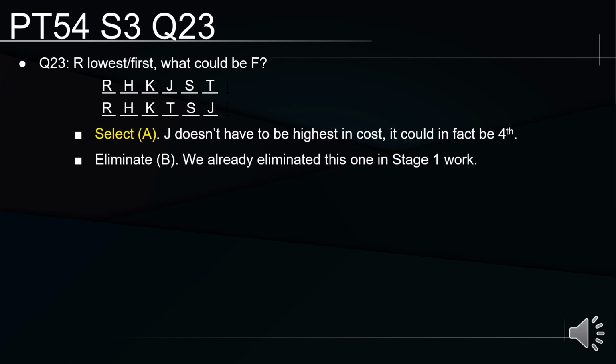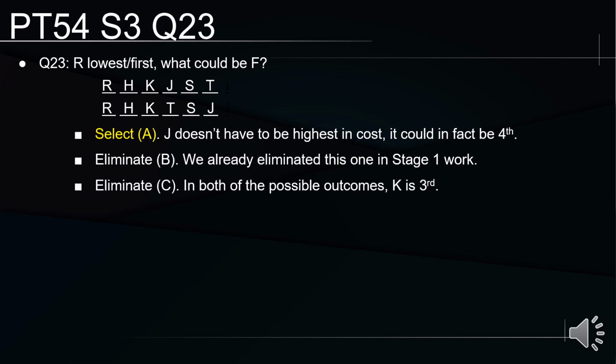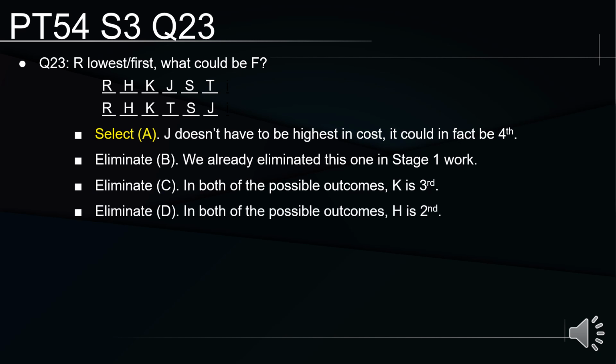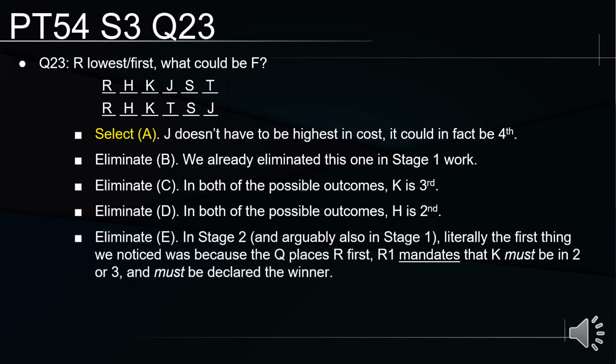Eliminating B, we've already eliminated this one via stage 1 work. S is already out. We can eliminate C. In both of the possible outcomes, K is third, so yeah, we can eliminate this one. This one definitely could be false. We can eliminate D. In both of the possible outcomes, H is in fact second, so there's no way for this to be false. It has to be true. And we can also eliminate answer choice E. In stage 2, and arguably also in stage 1, literally the first thing we noticed is that because the question places R first, Rule 1 then mandates that K must be in 2 or 3 and it must be the winner. So E definitely is out for that reason.